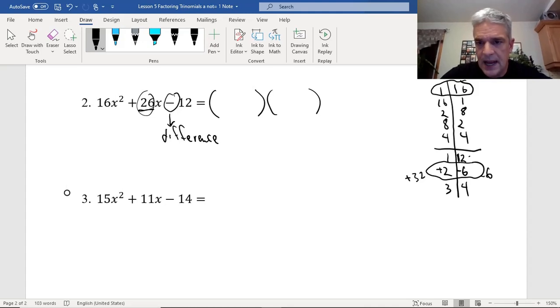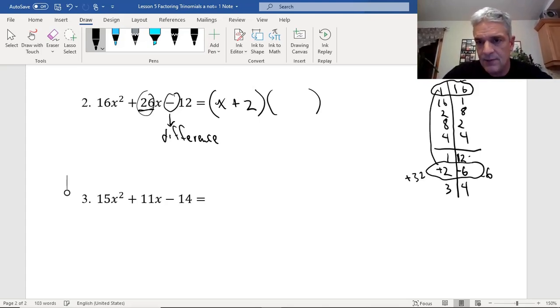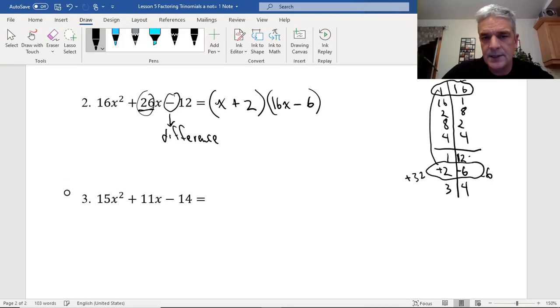So I am going to end up with x, 1x, which is x. These are the factors of 16 up here. So it's going to be x, and it's going to be plus 2. Okay, so that's where I get that. These are the factors of x up here, and these are the factors of the number on the back end. Okay, and then I get 16 minus 6. So this becomes 16x minus 6.